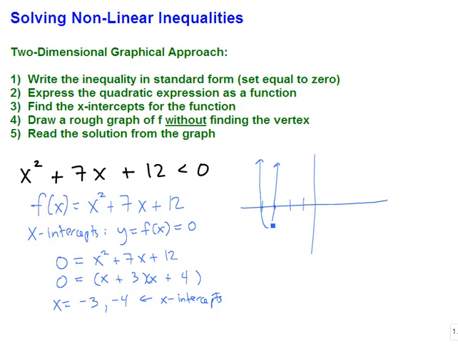Now I don't know for sure how low this vertex is, but we don't really need to find it out in order to answer our question here. So don't worry about finding where that actual vertex hits. Just do a rough sketch. So here's my graph. Now to finish off the problem, what we want to do is figure out which part of this graph is going to give us our solution.